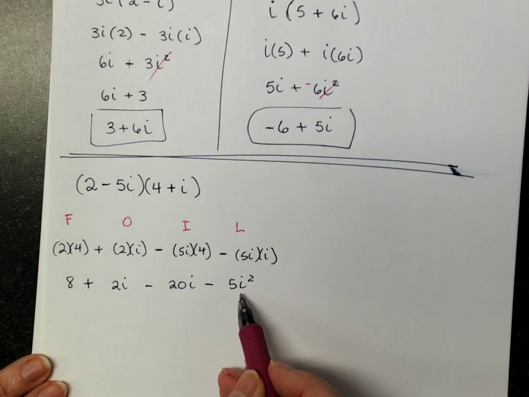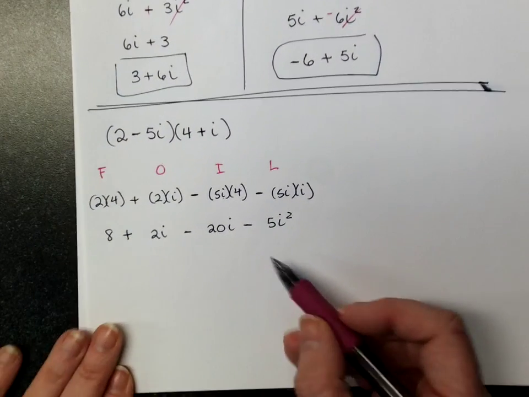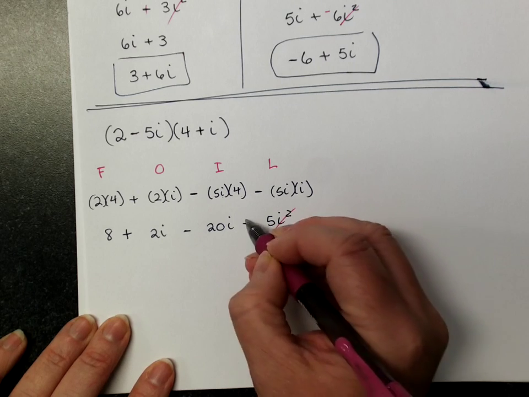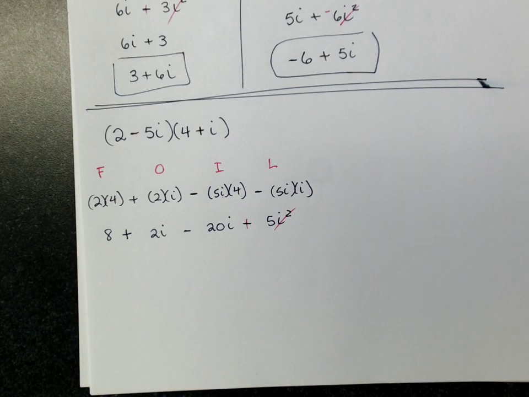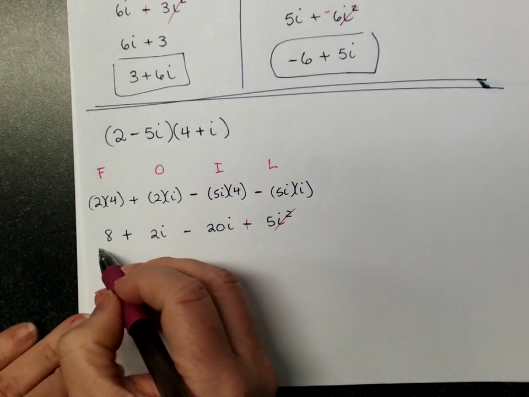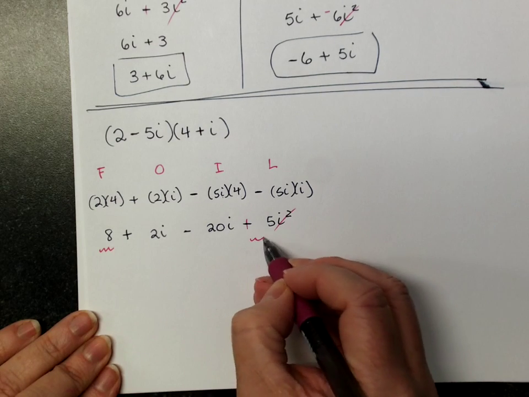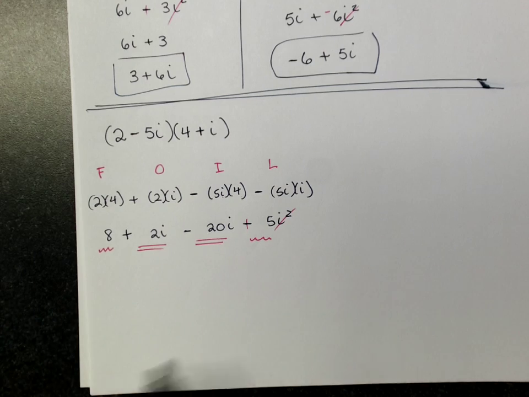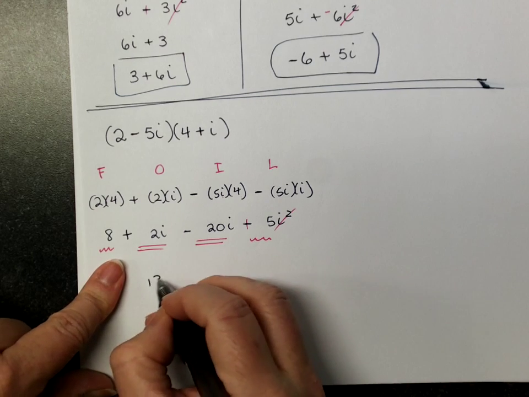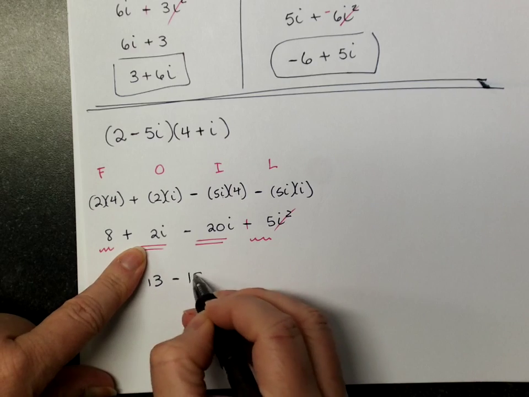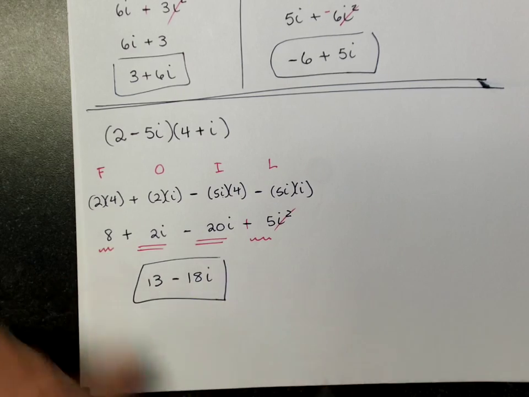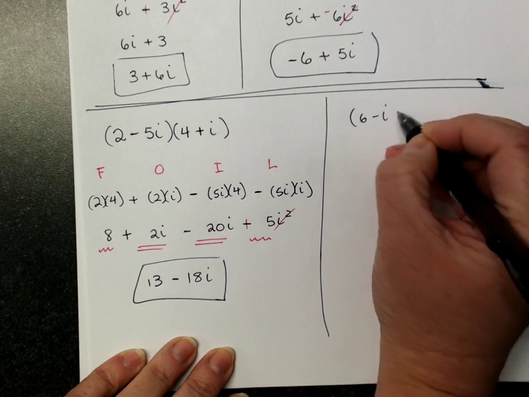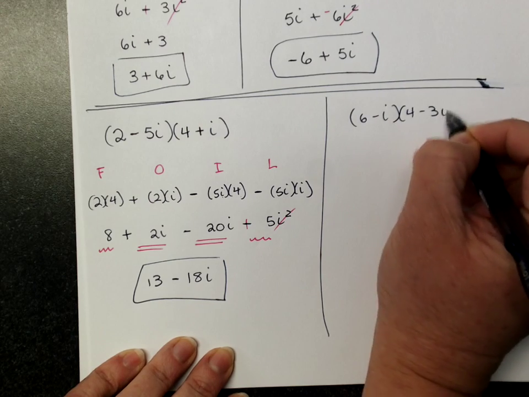So first I deal with that i squared. The i squared becomes negative 1, so negative 5 becomes positive 5. And I can combine now my numbers, 8 and positive 5, as well as combine my 2i and my negative 20i. Numbers first. So you do 6 minus i, 4 minus 3i.